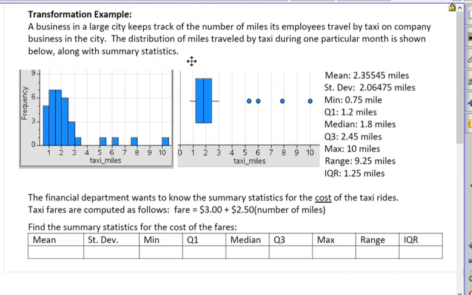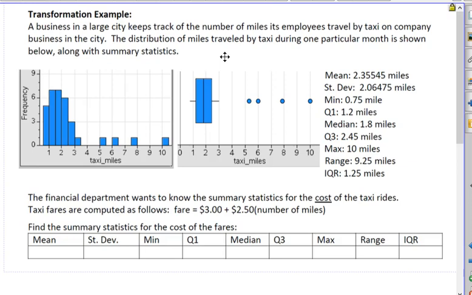But when we multiply, it serves to stretch out the distribution, or if we divide, it would compress the distribution, so that the spread actually changes as well as the measures of position. So keep that in mind as we do this example problem.